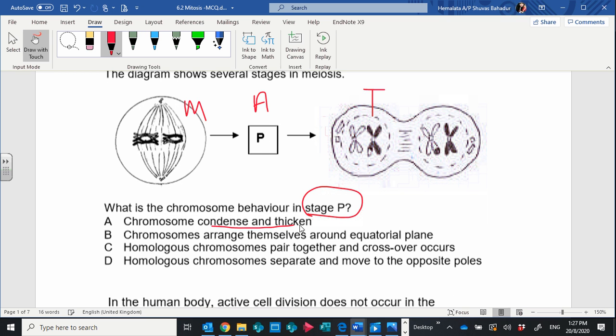Condense and thicken. Nope. This is prophase. Chromosomes arrange themselves around the equatorial plane. Nope. This is metaphase. Pair together, crossover occurs. Nope, this is prophase. And meiosis, separate and move to opposite poles, anaphase. So very quickly, you can actually answer within 1 minute.